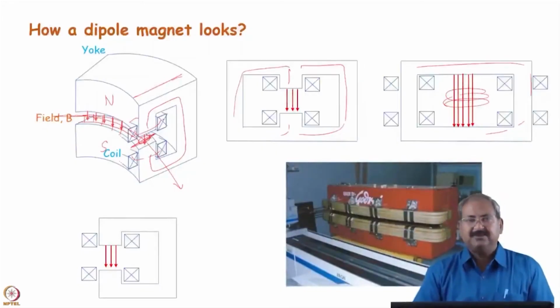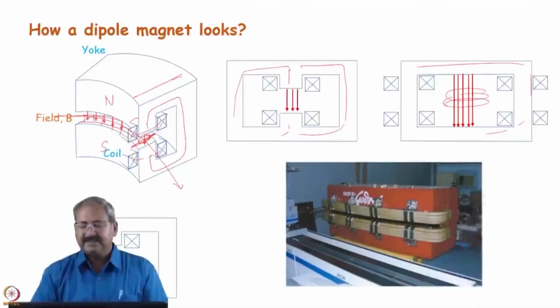This is the actual photograph of a dipole magnet in a synchrotron. This dipole is of the Indus 2 accelerator, the Indus 2 synchrotron radiation source situated in RRCAT, Indore. You can see that this is the yoke and these are the coils, and inside this gap there will be field, and we will put a vacuum chamber passing through this gap in which particles will travel.